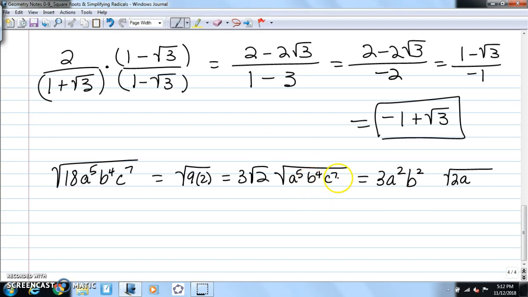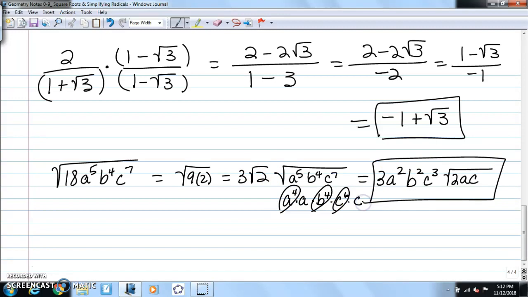Now c to the 7th, 7 divided by 2 goes in 3 times. That means I'm going to have c to the 3rd out here. c to the 3rd times c to the 3rd is c to the 6th. Well, c to the 6th leaves 1 c underneath. So you can think about this like, this is a to the 4th times a, that's b to the 4th, this is c to the 6th times c. This can come out as a squared, this can come out as b squared, this can come out as c cubed. What you have left underneath then is your a and your c with the 2. So this is your final answer on that one. Okay, now do problems 1 through 20.